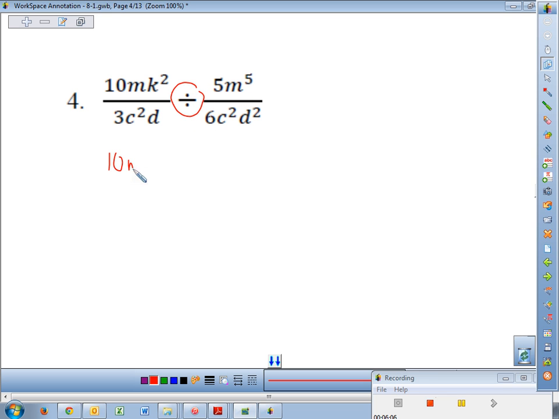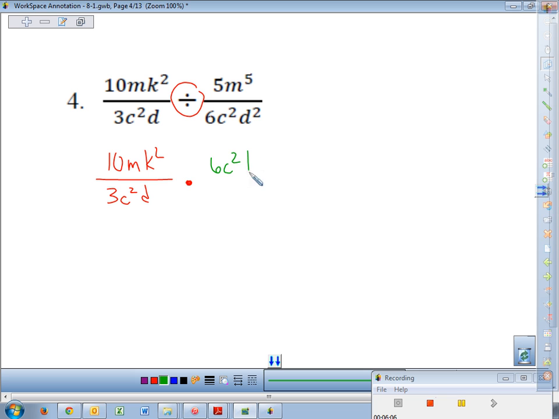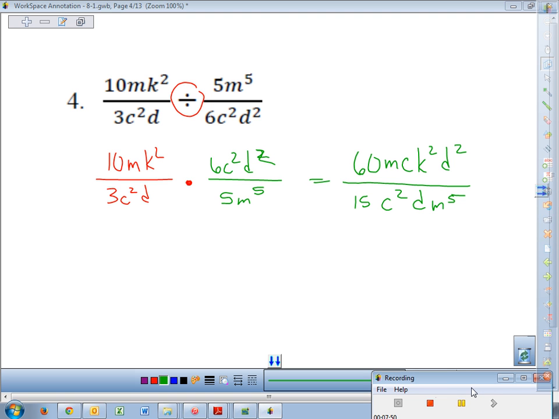Instead, we will keep the first guy the same. So nothing happened to him. But we will now, instead of dividing by this guy, multiply by the reciprocal of that guy. So don't we just need to flip him over? Right? Dividing by a fraction is the same thing as multiplying by the reciprocal. And I'll let you get that done. Then we can obviously do all our reducing. That'd be 4 over 1.